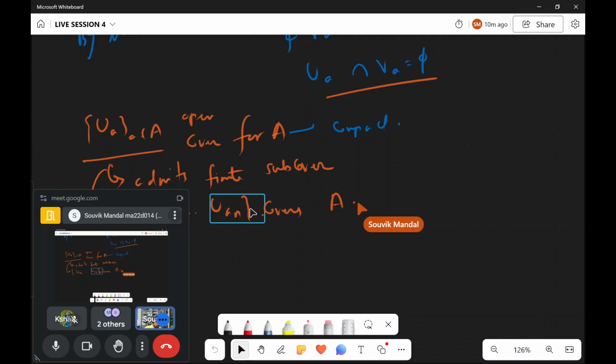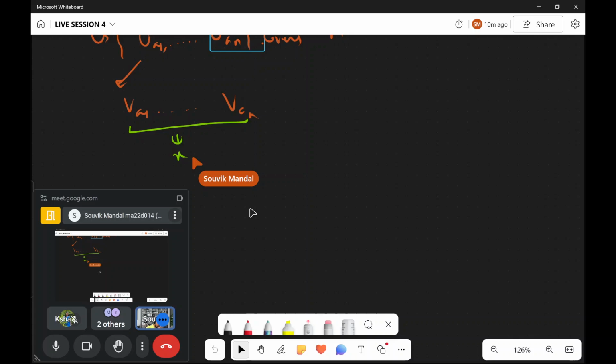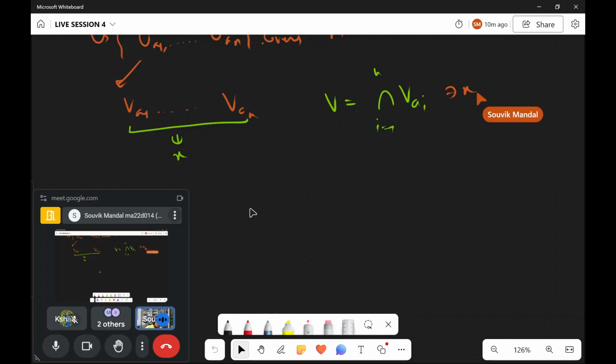Now correspondingly we have V_{a1}, ..., V_{an}, and keep in mind that each of these contains little x. Now take V to be the intersection of V_{ai}, i equal to 1 to n. This intersection of course contains x, and the claim is that V intersection A is equal to empty.